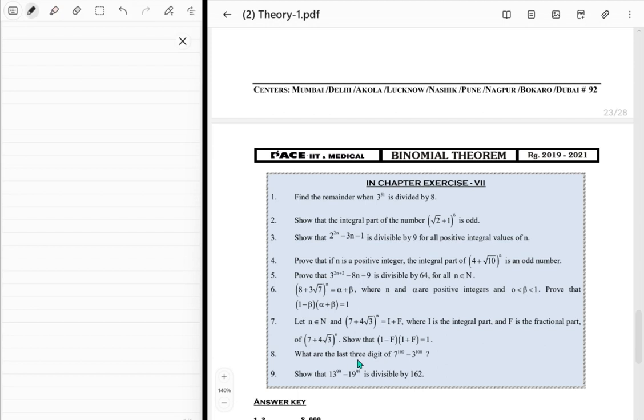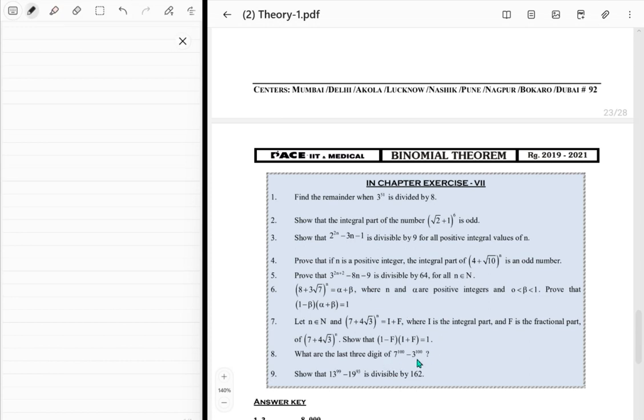8. What are the last 3 digits of 7 power 100 minus 3 power 100? Since we want the last 3 digits, we should take the remainder by 1000, right? Because only the last 3 digits will survive. When you do the place value expansion for a number, all of the terms that contain 1000 or higher will be neglected. We just get the remainder when divided by 1000.